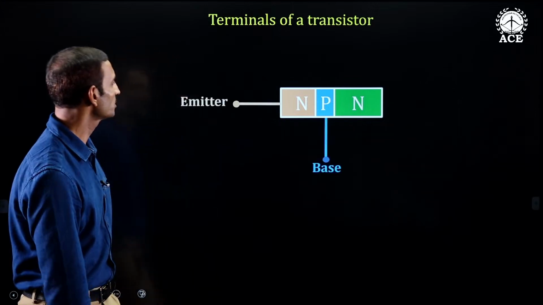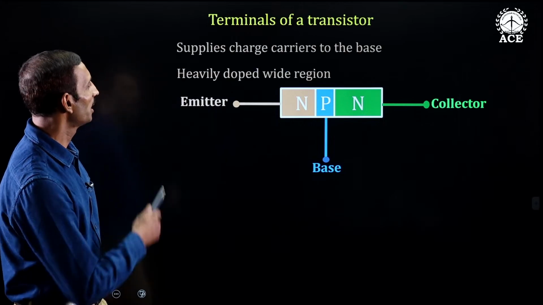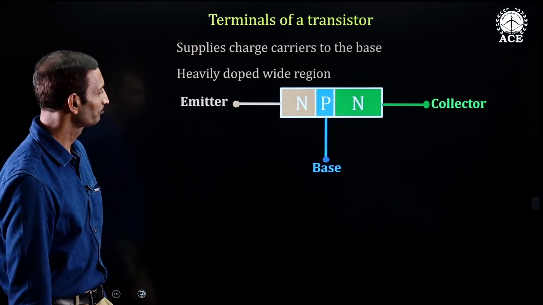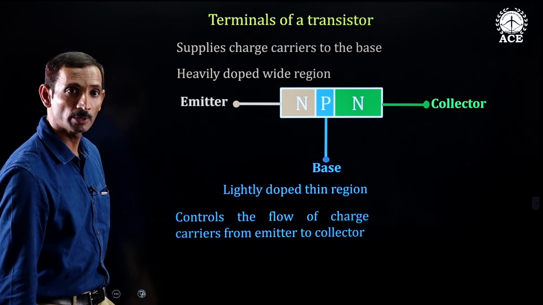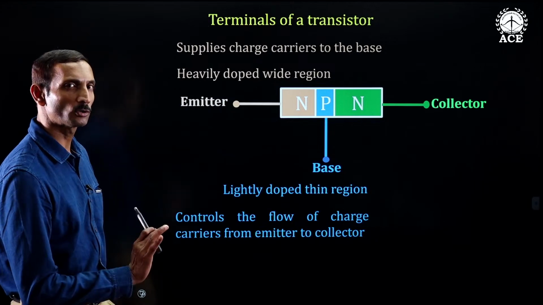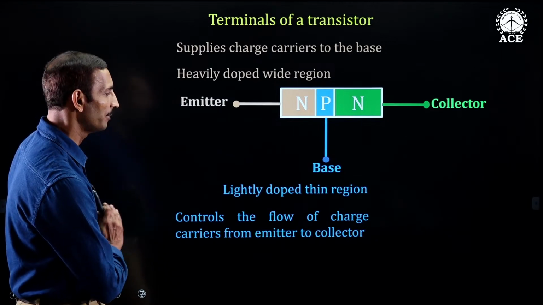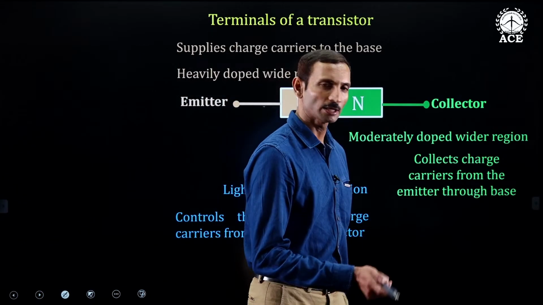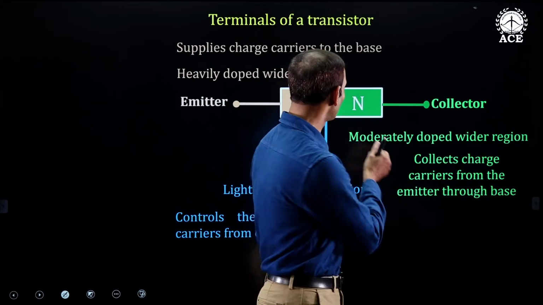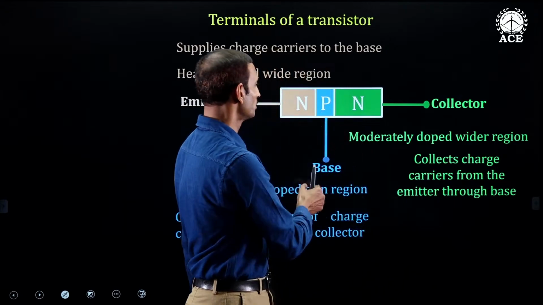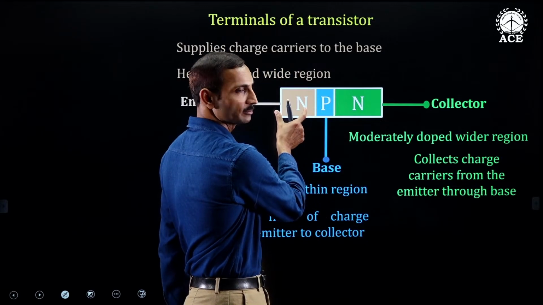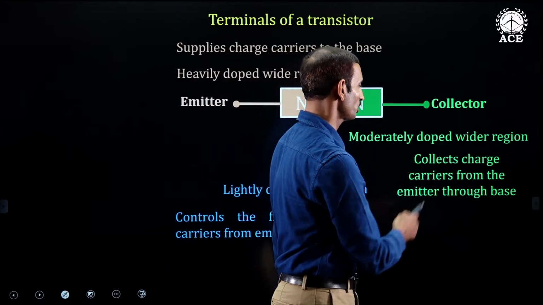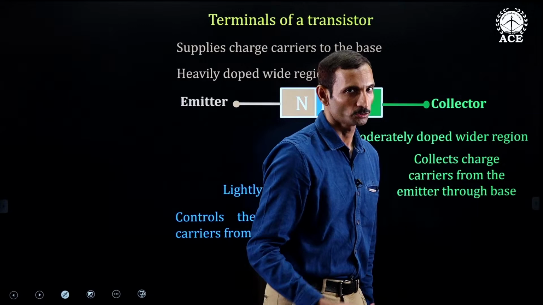It consists of an emitter, base and collector. The emitter is the one that supplies charge carriers to the base, and this is a heavily doped region. The base is lightly doped and a thin region, and it controls the flow of charge from the emitter to the collector. The collector is another terminal which is moderately doped but a wider region compared to these 2. The base is thinner, and the emitter is thick but not as thick as the collector. The collector is a moderately doped wider region that collects charge carriers from the emitter through the base.